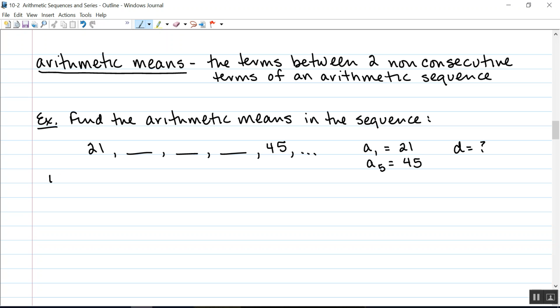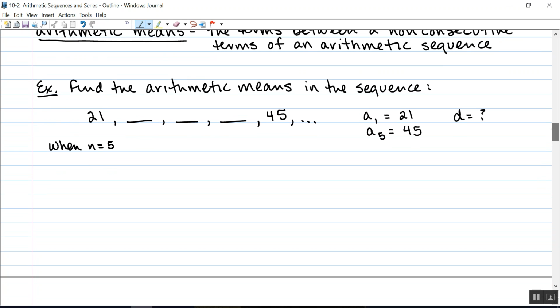But I do know that when n equals 5, a sub 5 is equal to my first term. Actually, let me go ahead and put the formula in here for you. So a sub n equals a sub 1 plus n minus 1 times d. Okay, I'm going to use my n equals 5, so a sub n is 45, which equals 21 plus 5 minus 1 times d. I'm going to subtract 21 from both sides.